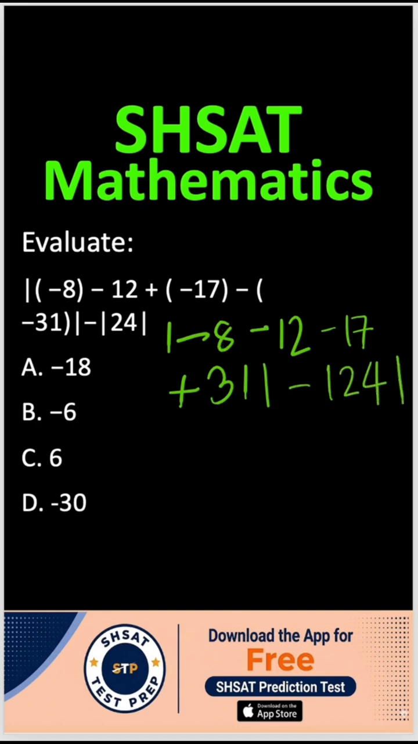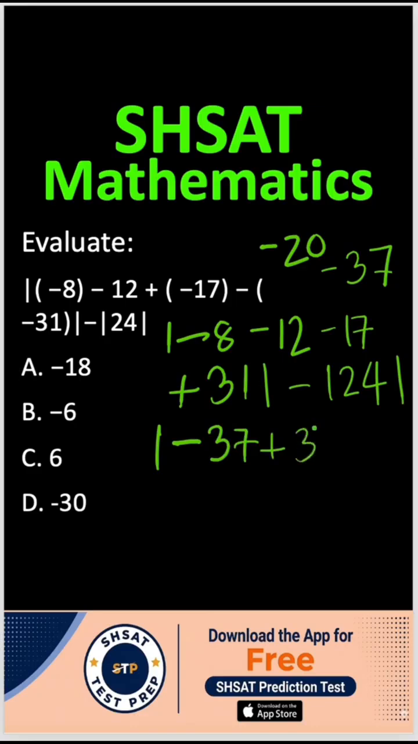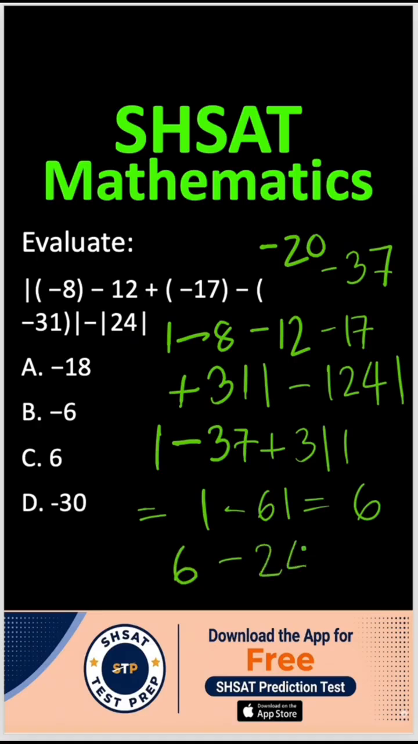So negative 8 and negative 12 gives us negative 20, and negative 20 minus 17 gives us minus 37. So here we have the absolute value of minus 37 plus 31. So that means we have negative 6. Now we need to take the absolute value. So that's 6. And 6 minus the absolute value of 24, which is basically 24. And 6 minus 24 gives us negative 18. And with that, the correct answer is option A.